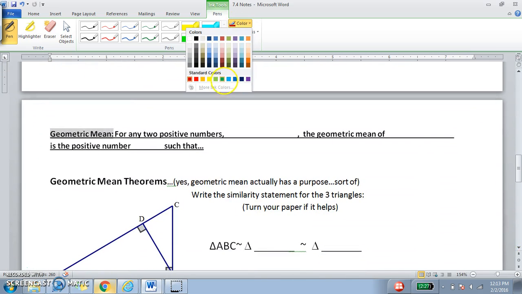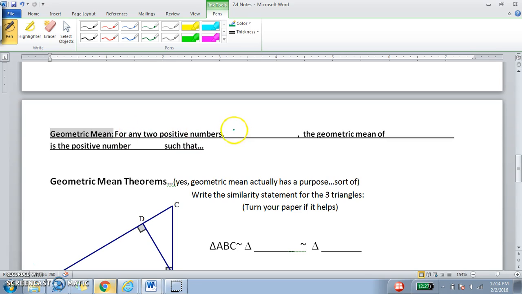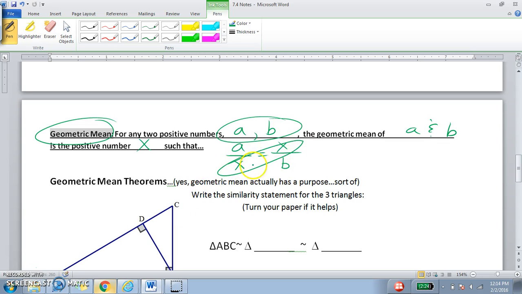So the easier way to do it has to do with something called geometric mean. So you've heard the word mean before, meaning the average of two numbers or a set of numbers. It's a little bit different when we talk about the geometric mean. So for any two positive numbers, such as A and B, the geometric mean of A and B is going to be a positive number, x or anything, such that I can write this proportion. A over x is the same as x over B. So the geometric mean of two numbers is what I get when I solve for this x, if I set up this proportion like this.